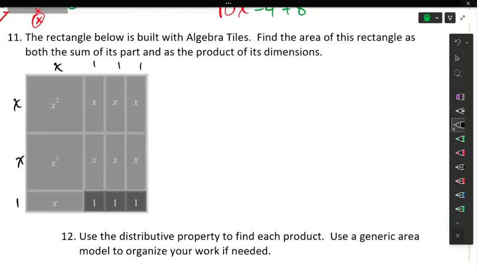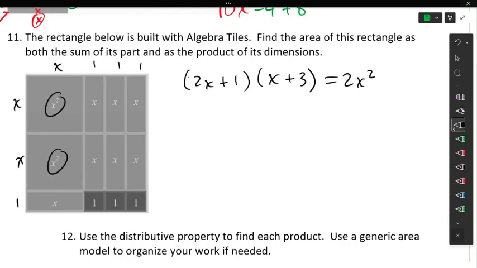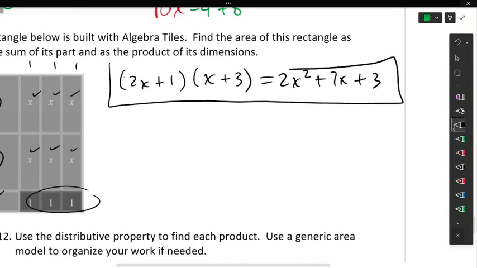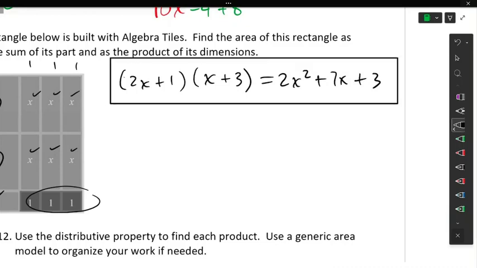So when I multiply length times width, I get area for a rectangle. What I'm multiplying here is a 2x plus 1, and I'm multiplying that by x plus 3. And when I do that multiplication, because this is an explicit model, what do I get? Well, I get 2x squareds. I get 1, 2, 3, 4, 5, 6, 7 x's, plus 7x, and I get 3 1s, plus 3. So this is what's represented by this problem. The product of 2x plus 1 times x plus 3 is equal to 2x squared plus 7x plus 3.